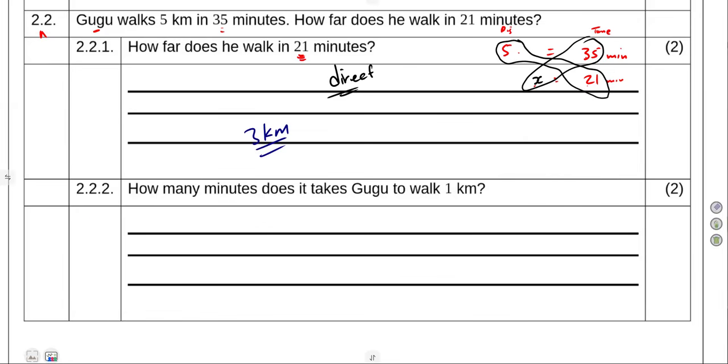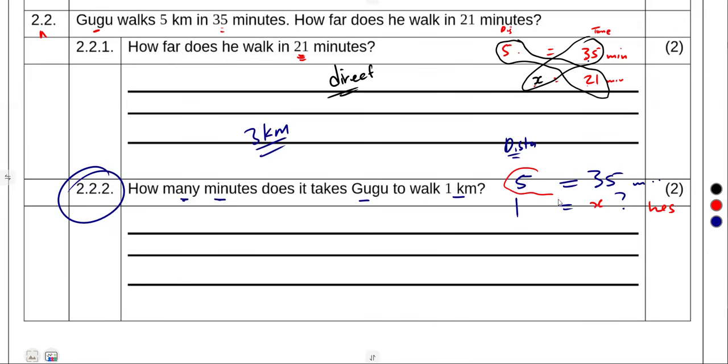Same idea as question 2.22. How many minutes does it take Google to walk 1 kilometer? So it's the same. If our distance was 5, it was corresponding to 35 minutes. So what about for 1 kilometer? It corresponds to how many minutes? It's going to be less. The bigger value, more; the lesser, less. So you can see that it is also direct. So you can use the direct proportion concept.